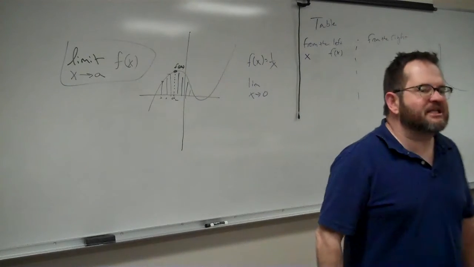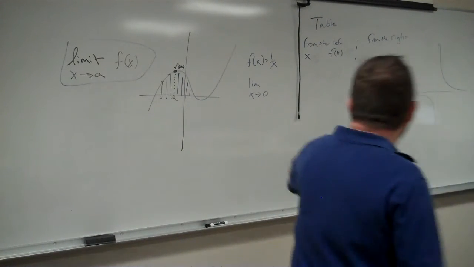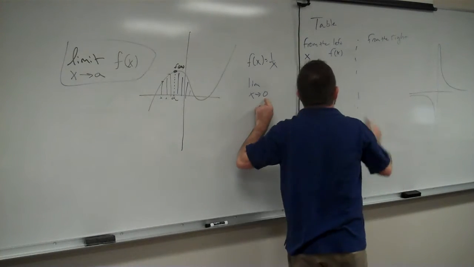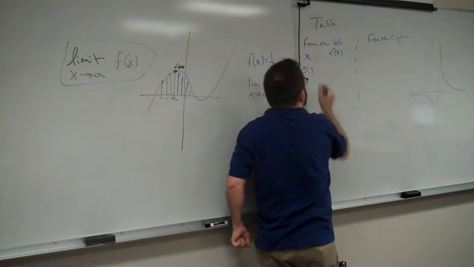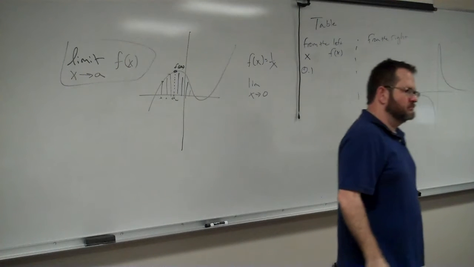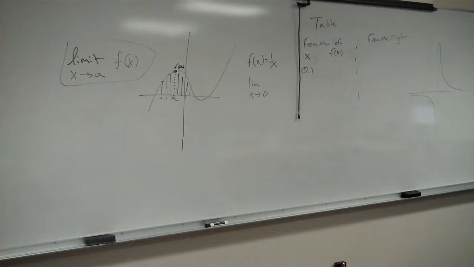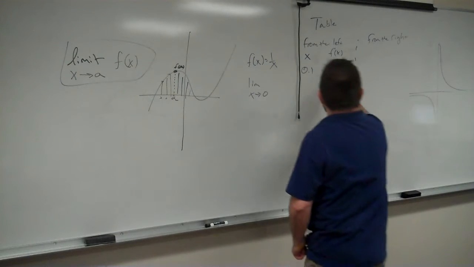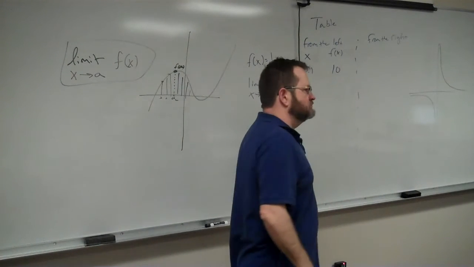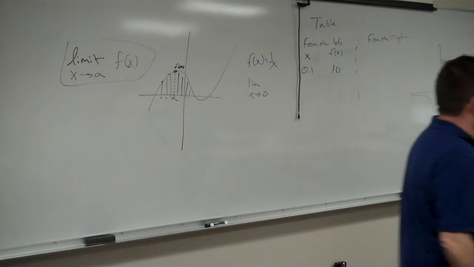And start with some number that's close, but not quite at where you want this limit, like at x equals 0. So maybe 0.1. Find the value of f of x when x equals 0.1. This happens to be equal to 10. Right, 1 over 0.1 is 10.